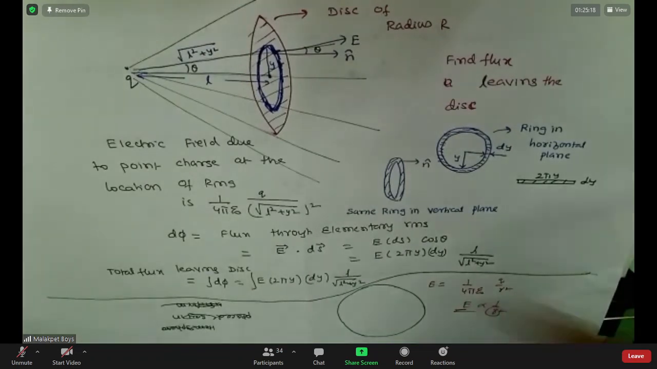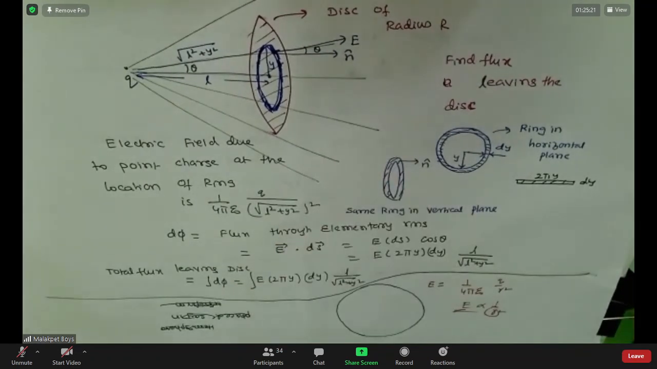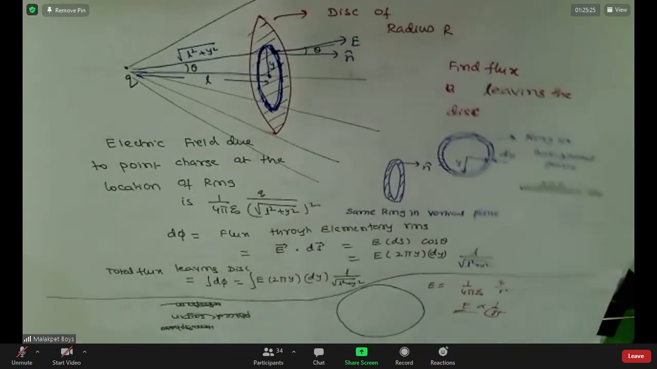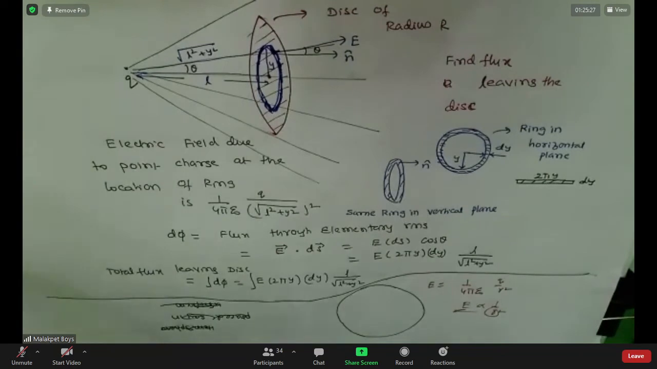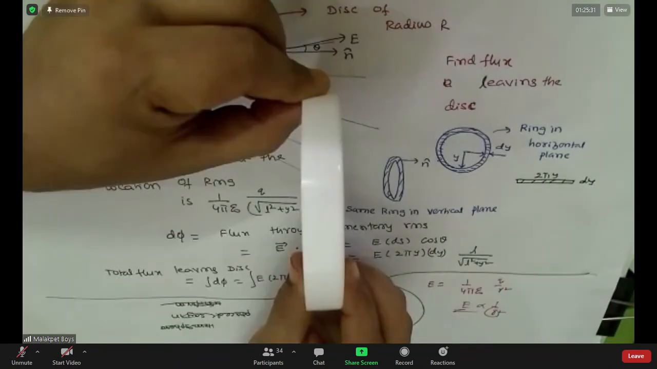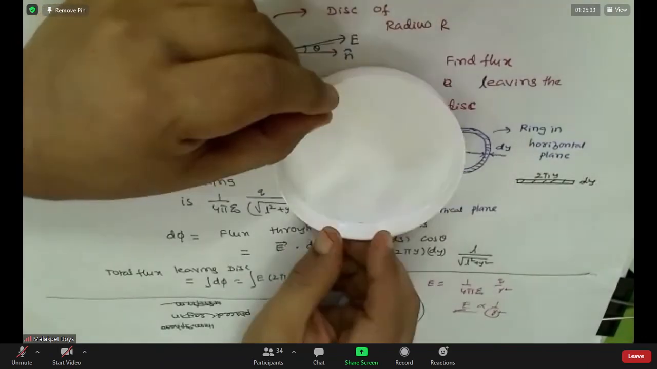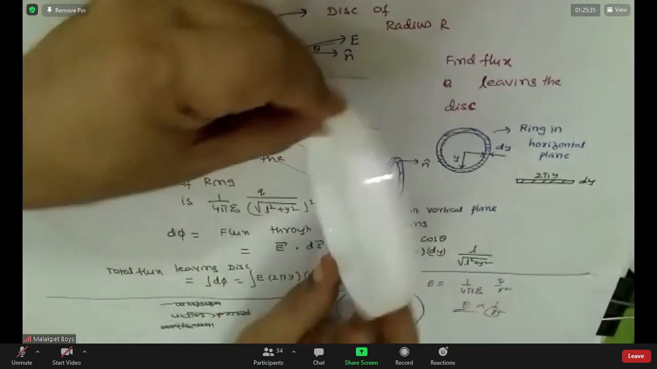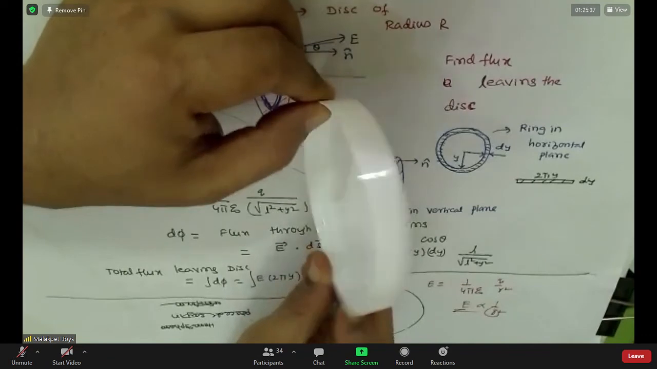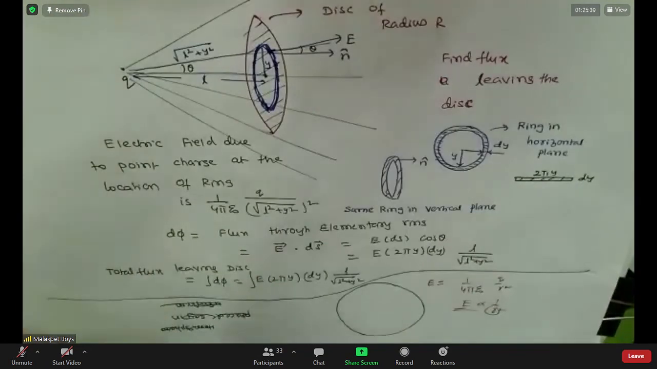So when I draw like this, that means it's a ring in the vertical plane. This is a ring in horizontal. Follow this? See, like this, a vertical plane ring. Okay, this is the horizontal disk. Disk in vertical plane. Disk in horizontal plane.